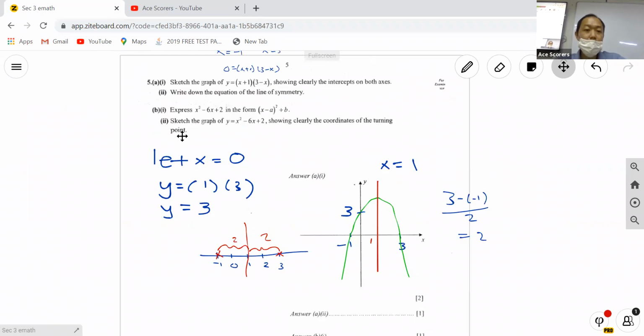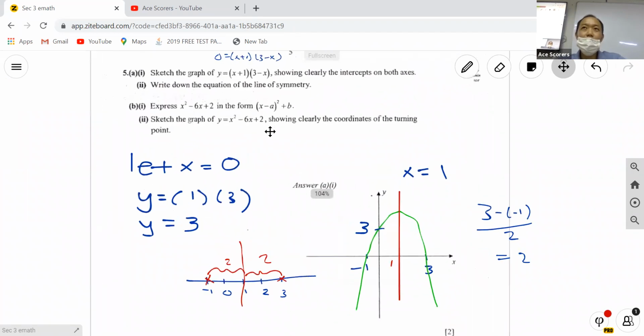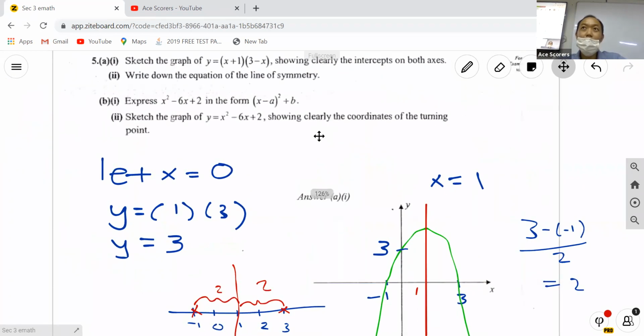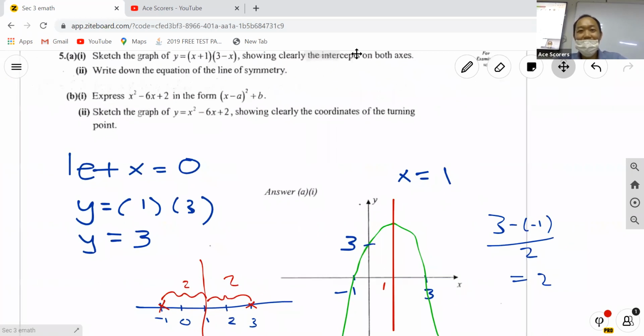So how about part B? B part 1 is complete the square, right? You all learned complete the square, right? Can you complete the square? B part 1, right? Do it now.